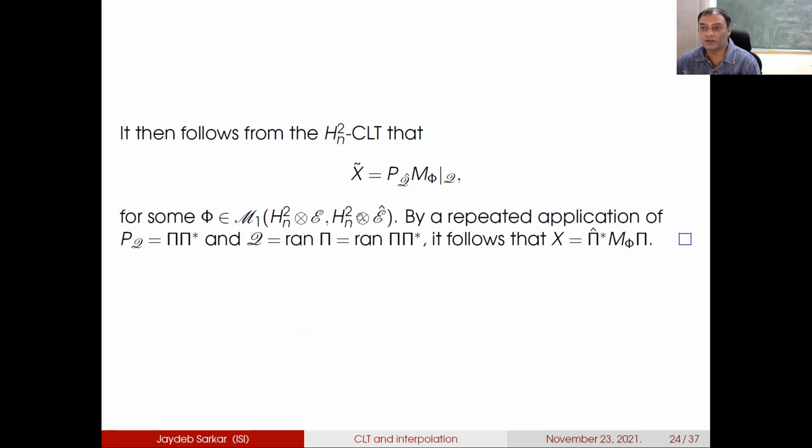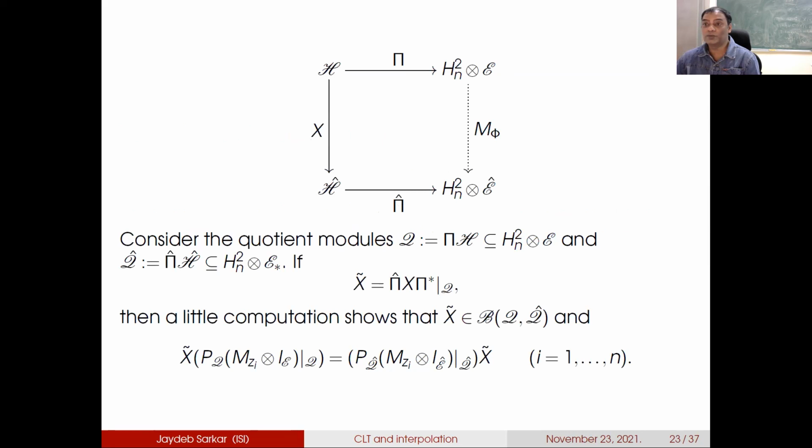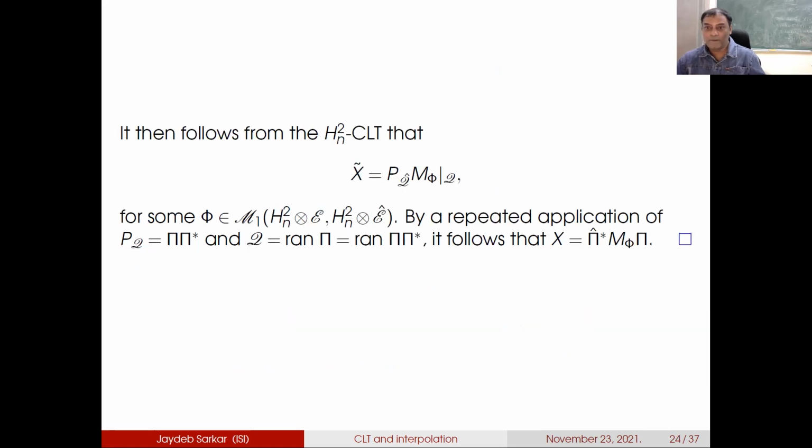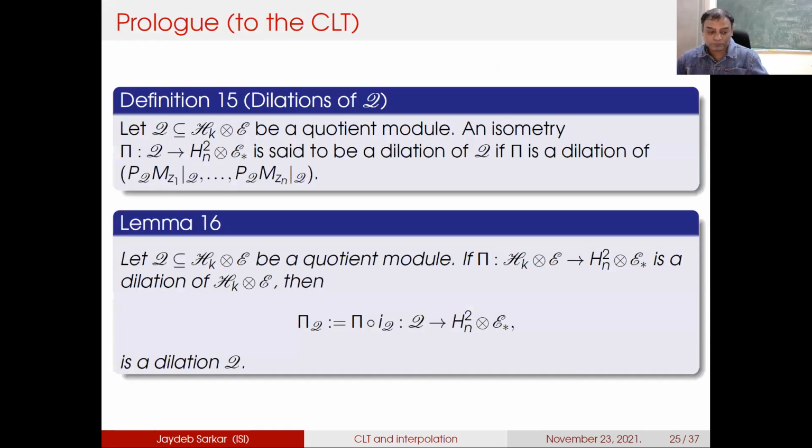So you do that, and your X tilde becomes the compression of M phi for some multiplier phi, restricted to Q and projected back on Q hat. And again, you play with the projection and inclusion, so on and so forth. And with some easy computation, you end up proving that this diagram indeed commutes. And that's the place you use the commutant lifting theorem.